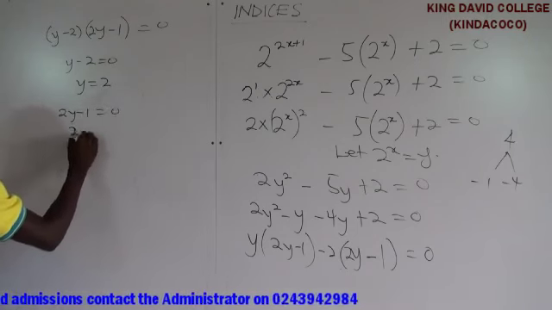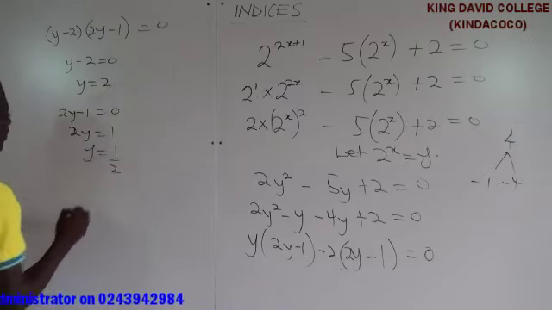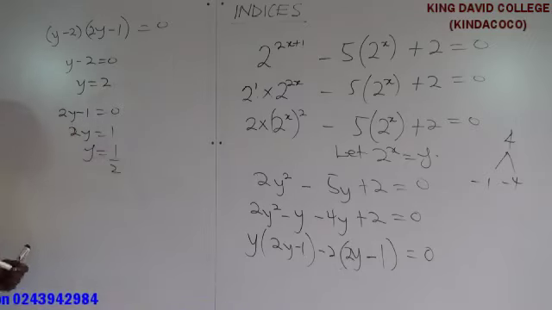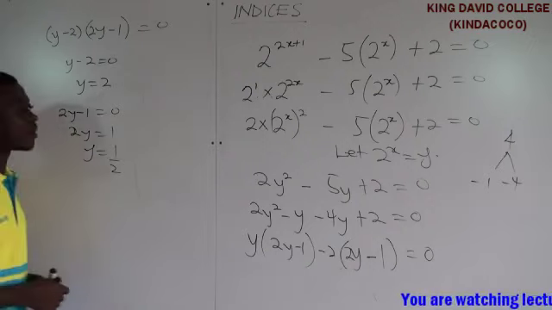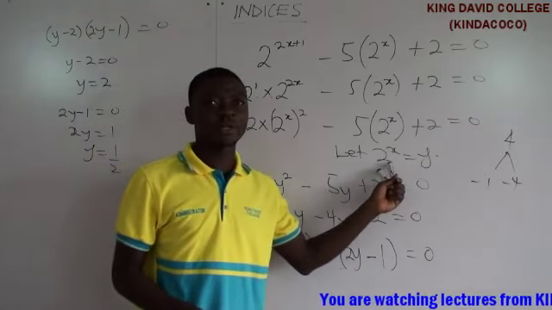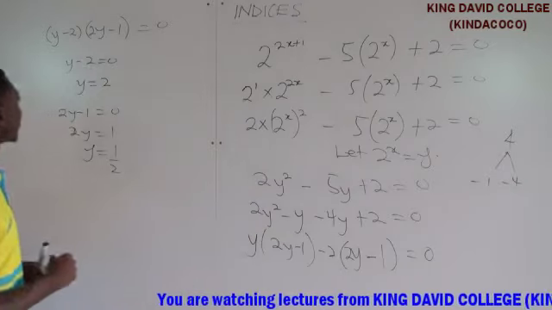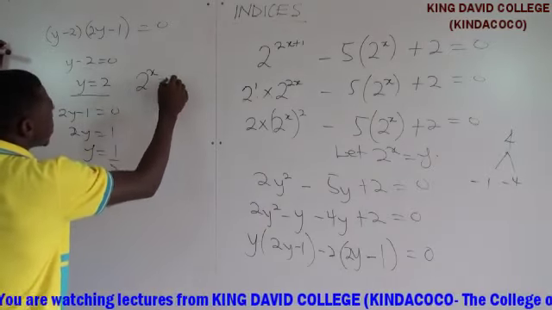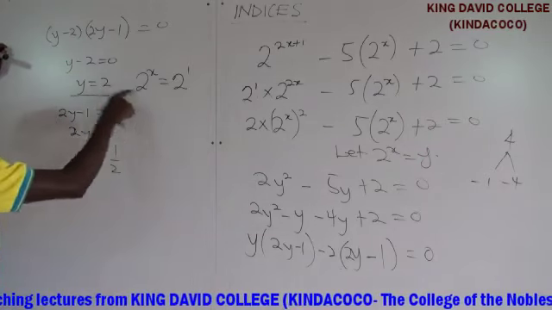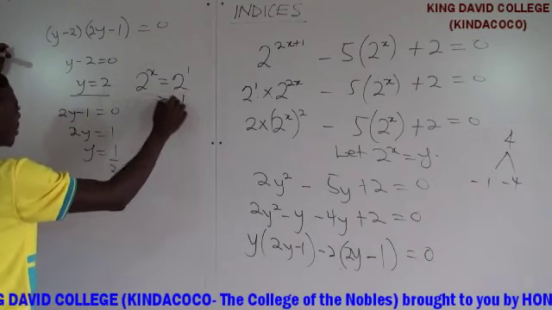So 2y is equal to 1. Hence y is equal to half. So if y is equal to 2, then we introduce the y back, and the right y we use is 2 to the power x. So hence over here, 2 to the power x is equal to 2. So we know any number raised to the power 1 is itself. Hence over here x is equal to 1.